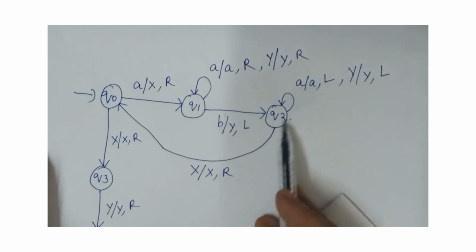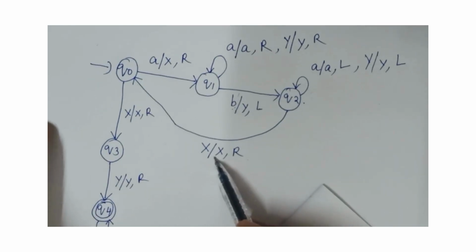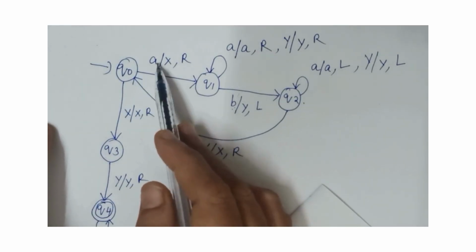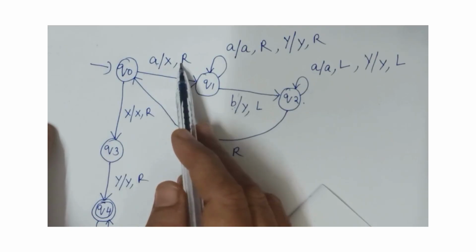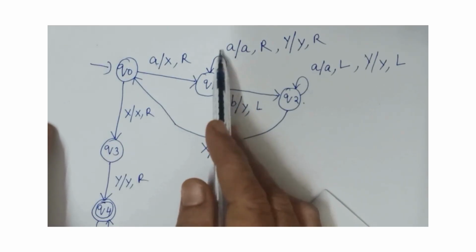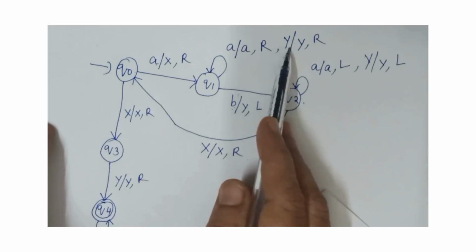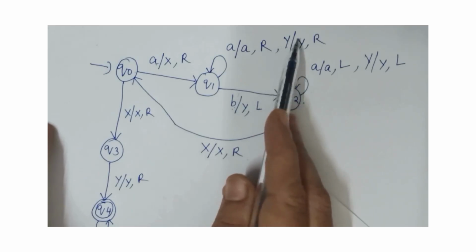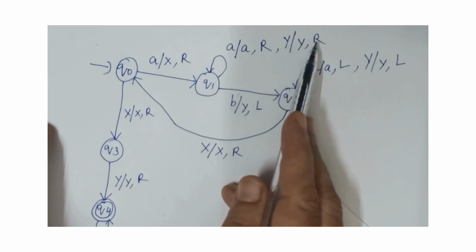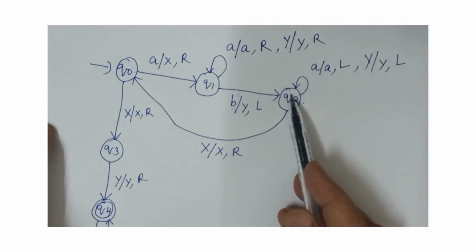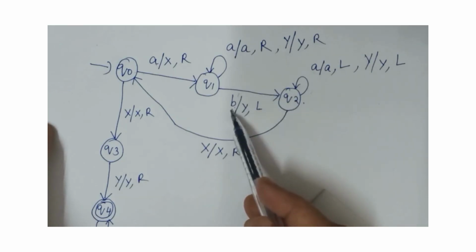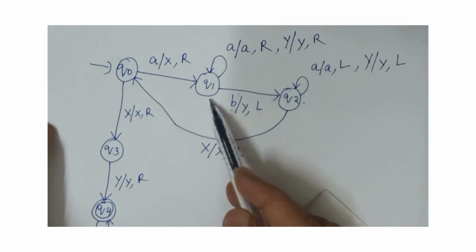Whenever we get X, we understand that is the end of the string. Then again start with the second A, replace A with X. Next we will get A's, read A, write A and move to right. Some B's are replaced with Y, but we don't want this, we want B. So all Y's are also read and written and moved to right. Now if we get B, replace B with Y and move to left.